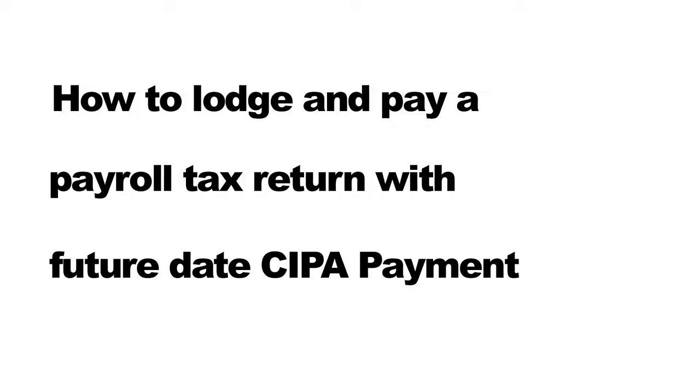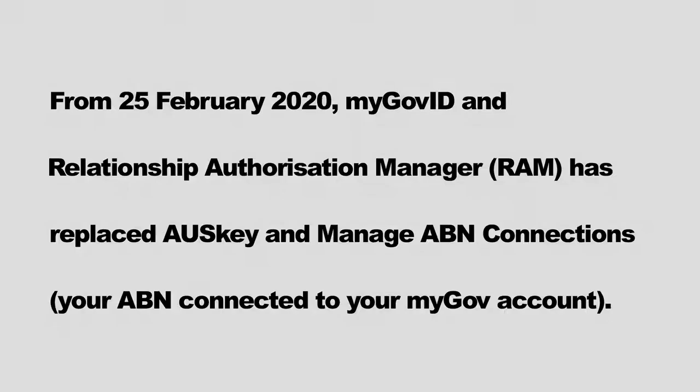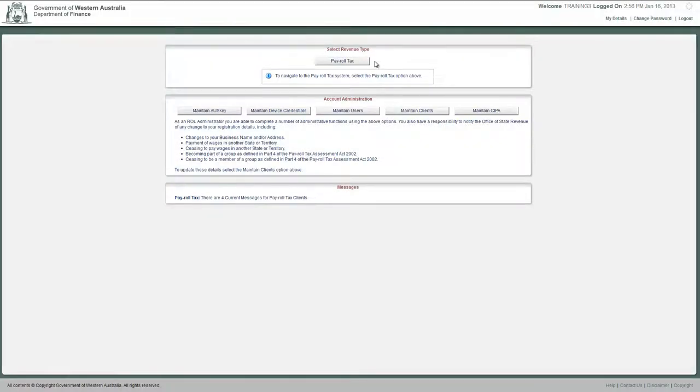This video will show you how to lodge a payroll tax return and make a future date CIPA payment. CIPA stands for Customer Initiated Payment Account and is a form of direct debit. The payroll tax lodgement process has been streamlined and is now completed in three simple steps.